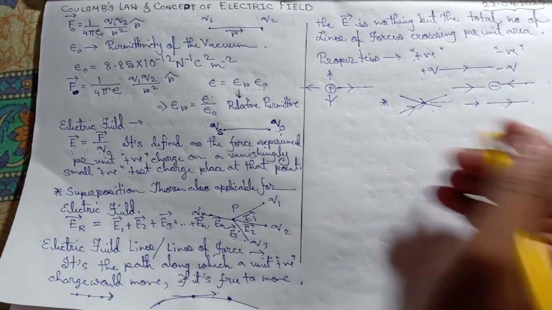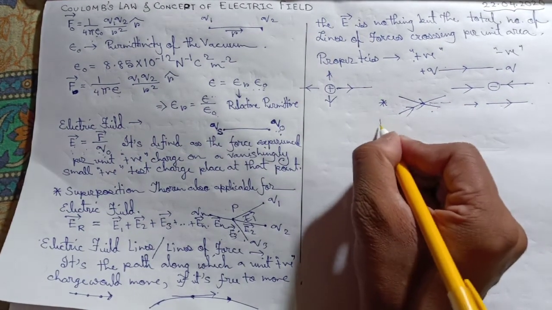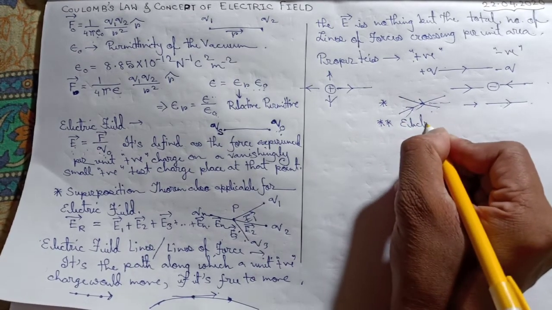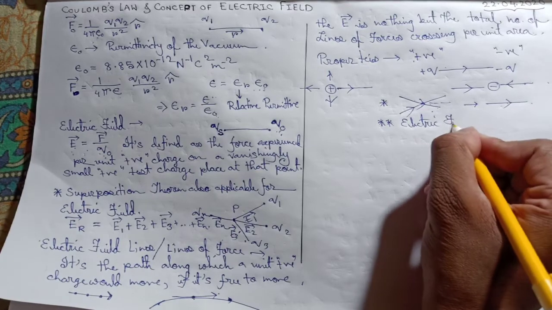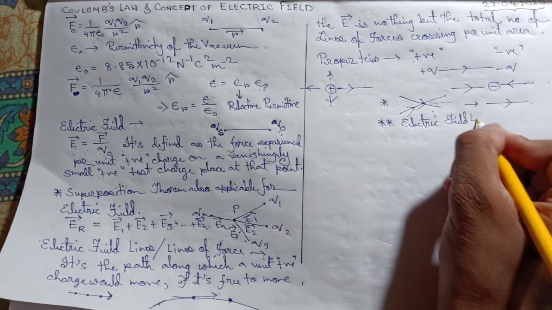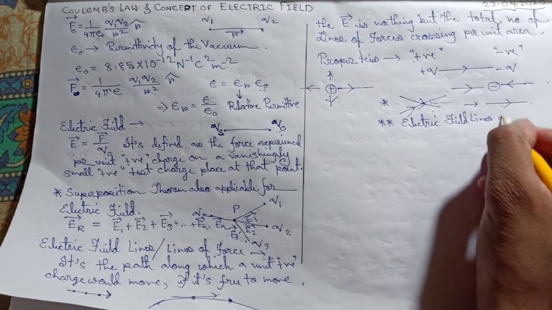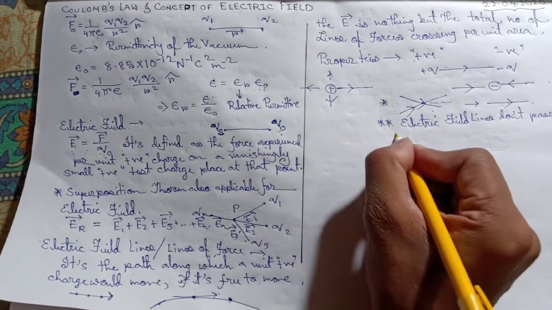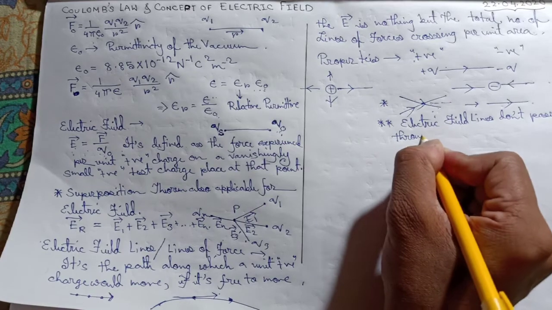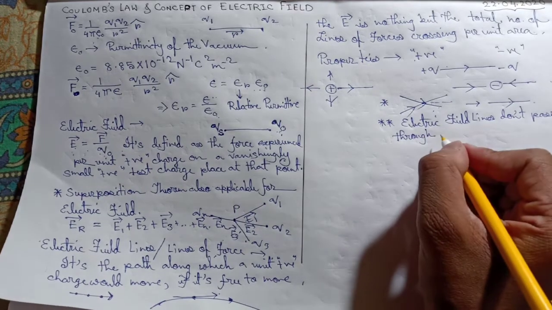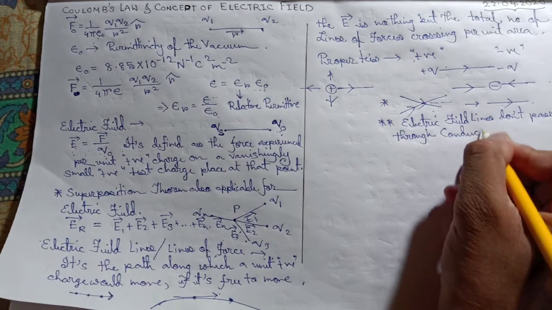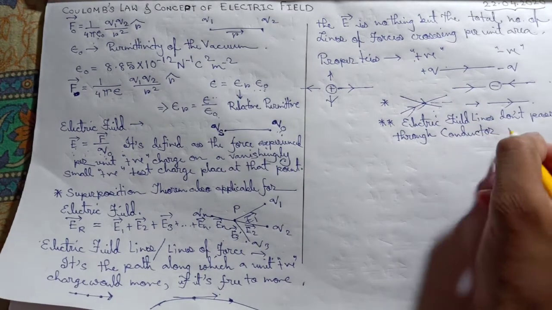So two electric field lines cannot intersect each other. And one more thing is that electric field lines, or lines of force, do not pass through conductors. That's why the electric field inside a conductor is always 0. Why through a conductor? We will come to that later in the capacitor chapter.